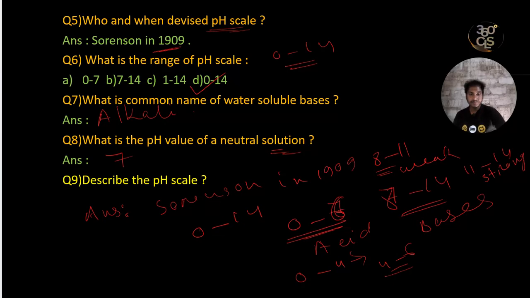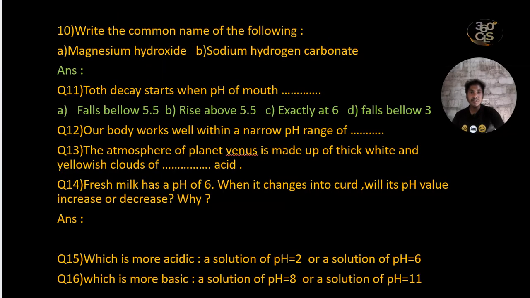So the next problem is, write the common name of the following. Magnesium hydroxide is known as what? Milk of magnesia. And sodium hydrogen carbonate is known as what? Baking soda.